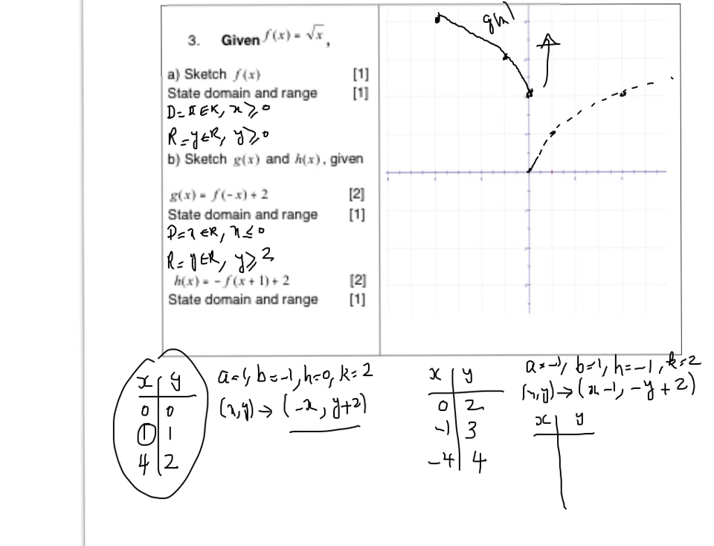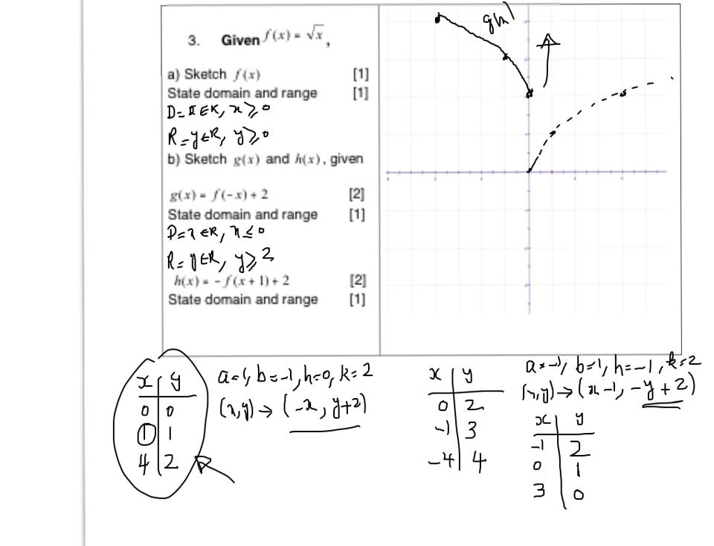So this means that for our table of values, we just subtract 1 from our base table of values here. So 0 minus 1 gives me negative 1, 1 minus 1 gives me 0, and 4 minus 1 gives me 3. For the y, we multiply the base by negative 1 plus 2. So 0 times negative 1 is 0 plus 2 is 2. 1 times negative 1 gives me negative 1 plus 2 gives me 1. And 2 times negative 1 is negative 2. Negative 2 plus 2 gives me 0.